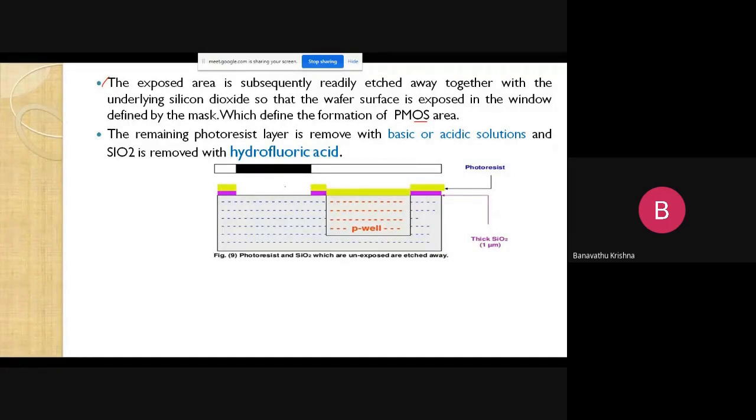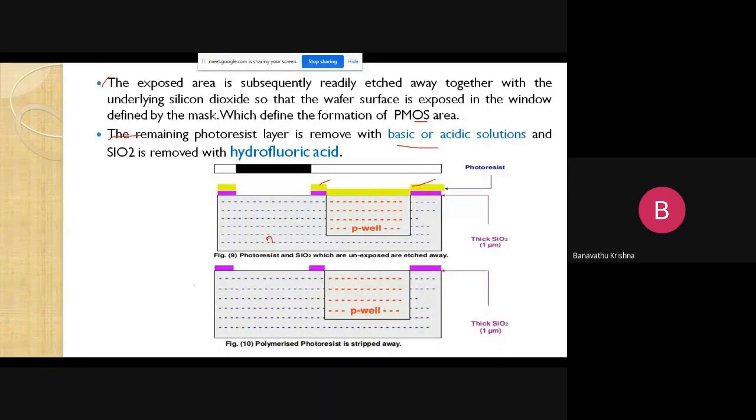We need to etch away this particular region of this part, because we need to define or diffuse the p-type impurities in the n-type substrate. The remaining photoresist, this layer, and the silicon dioxide layer are removed by using basic or acidic solutions or hydrofluoric acid. After removing this photoresist layer, this is the formation in the CMOS fabrication process, the photoresist strip diagram here.